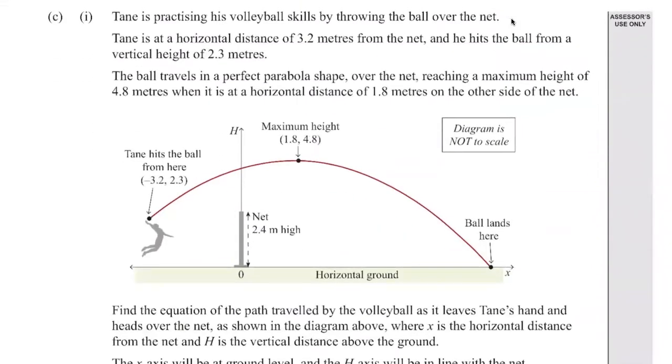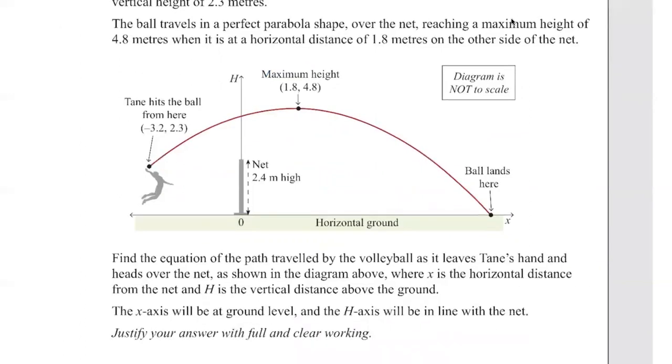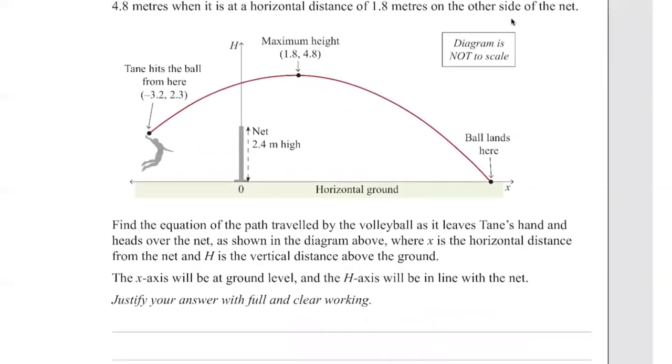Tane is practicing his volleyball skills by throwing a ball over the net. Okay, some more context. I've given some measurements. He is 3.2 meters from the net, and hits a, and there's that dimension there that we're told. So there we go. That's basically the position at which Tane hits the ball. Maximum height. That would be important. We've got the same net again, and we're told the ball lands here. All right, so there's some information for us, and those two things here and here are going to be quite important.